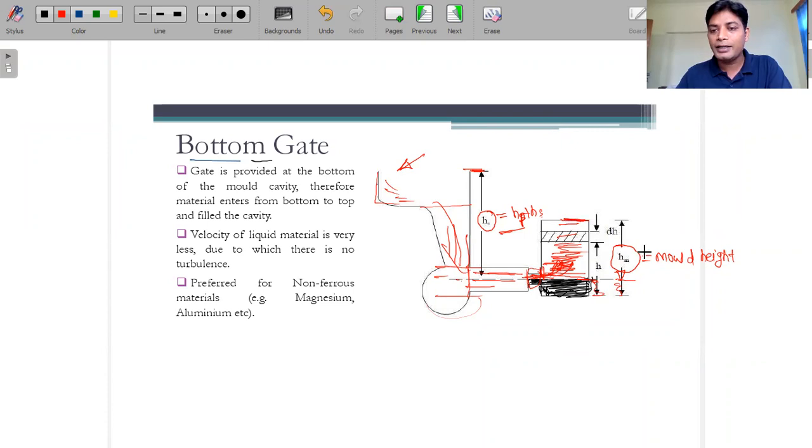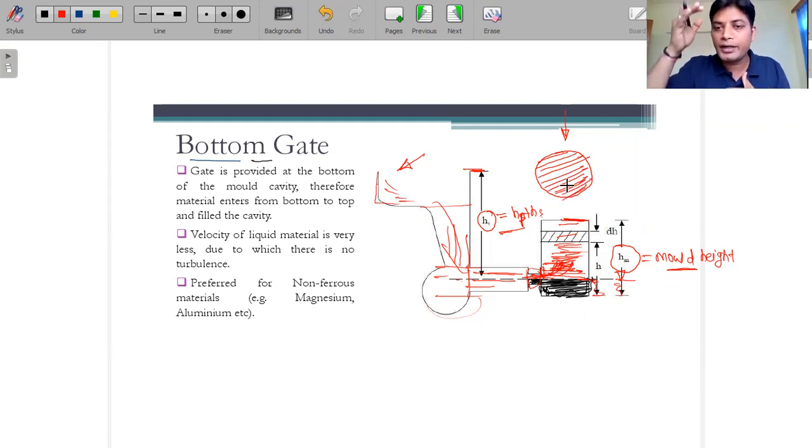So this is the total height, that is the mold height. And for simple calculation, we are considering that this cross sectional area is constant throughout. When you see this mold cavity from the top view, it will look circular in section. So what kind of shape are we making? We are making a cylindrical body.